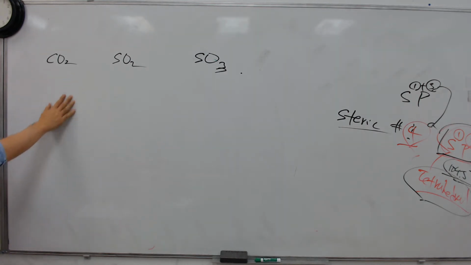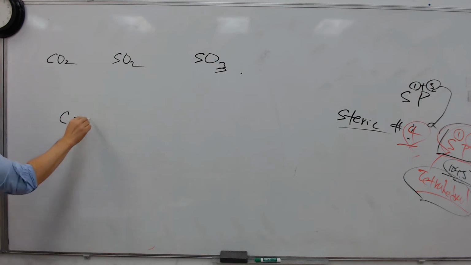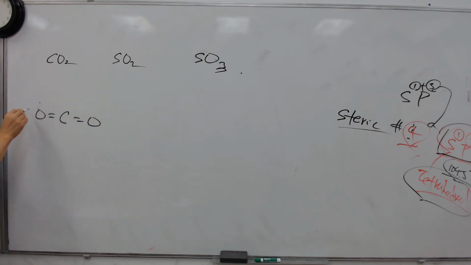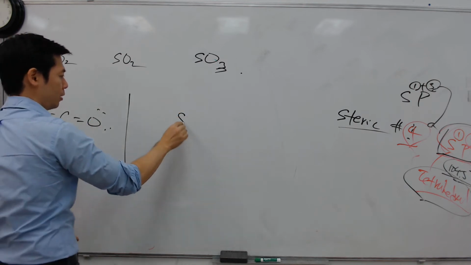So CO2, carbon dioxide: carbon in the middle, double bonded with the oxygens. We talked about this. And now SO2, sulfur.